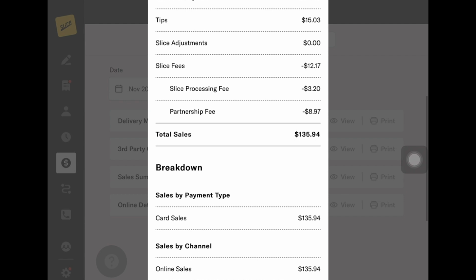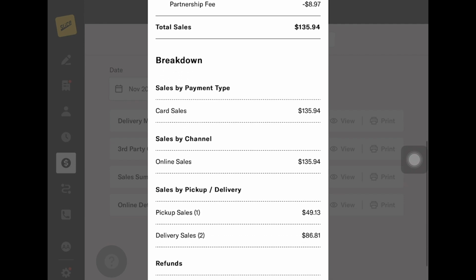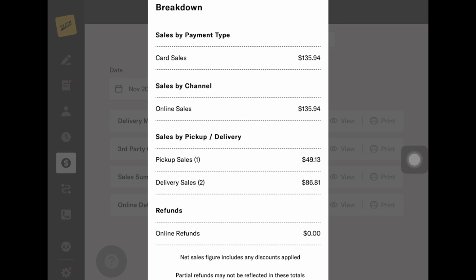Total sales is the order subtotal plus tips plus customer delivery fees less Slice fees. Under the breakdown, you can see if the Slice online orders were sold as pickup or delivery. Refunds is the total amount of refunds issued to customers for Slice online orders. This includes taxes and tips paid by customers.